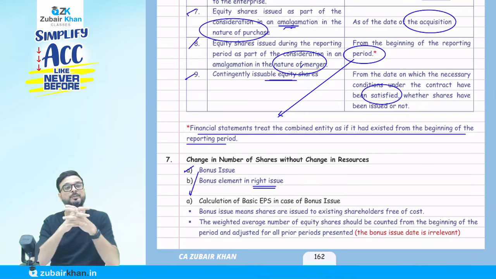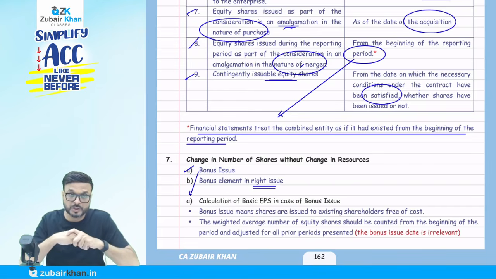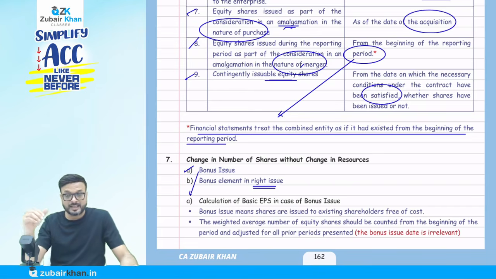Don't you think so? When you issue bonus shares, what are bonus shares? We are issuing the shares free of cost. So when we issue the shares here, we are issuing the shares free of cost, but we are not going to receive the amount, correct? Yes. So there is one problem here.